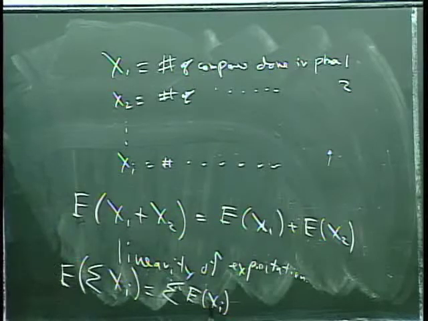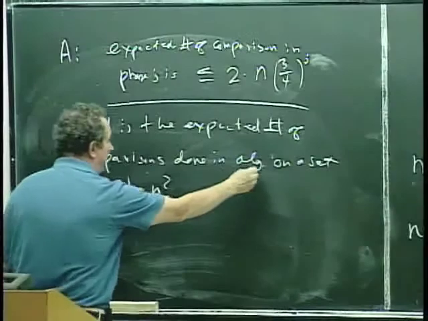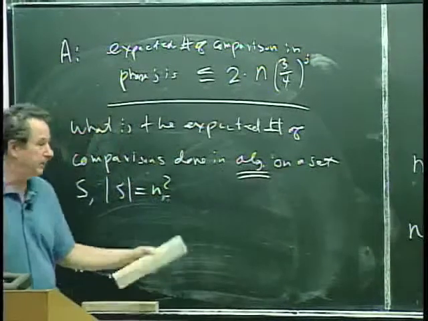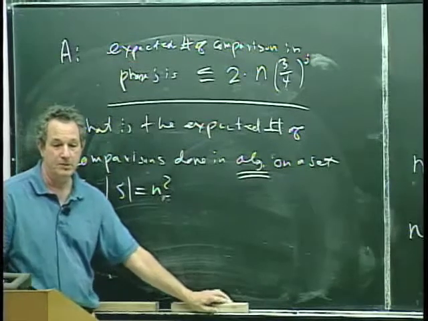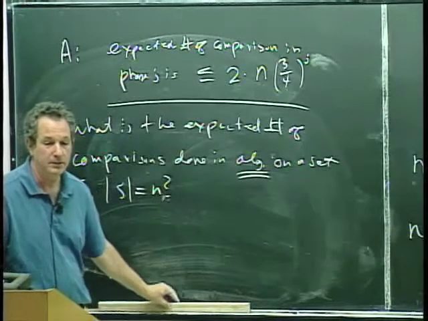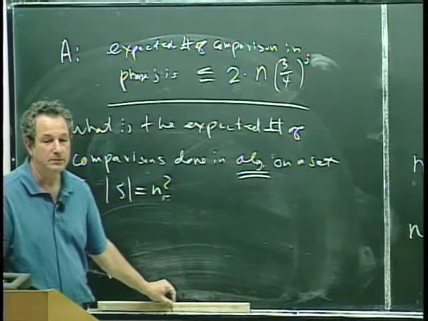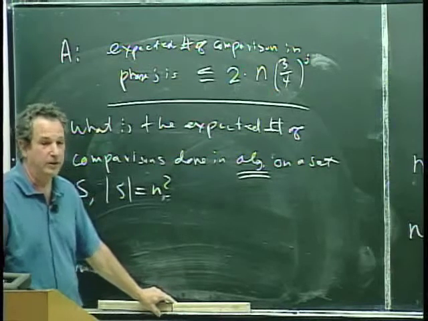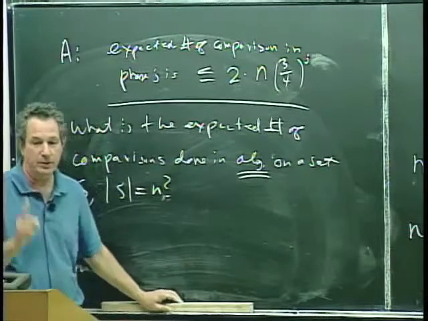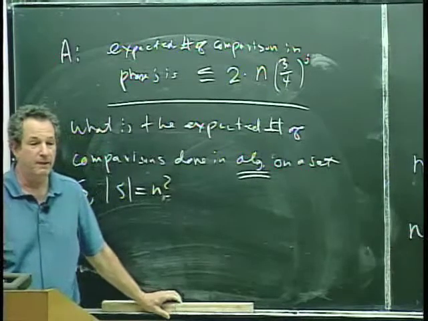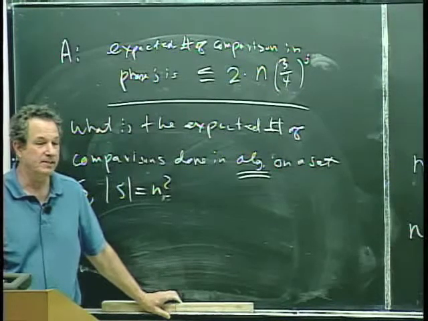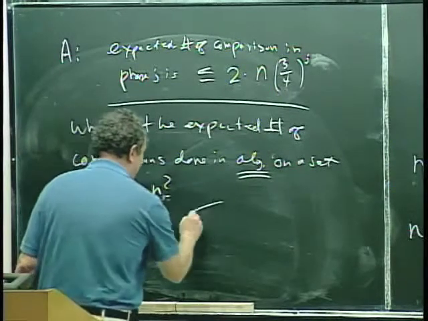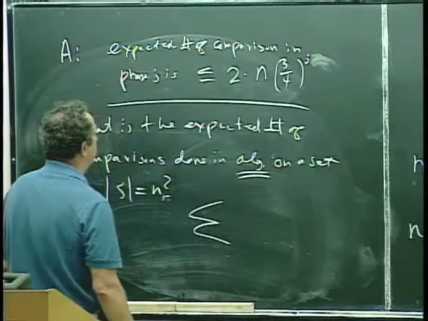So back to here. What is the expected number of comparisons done in the whole algorithm on a set S? So how do we set this up? Yeah? Student: Multiply by the geometric series, 3 quarters, sum from 3 quarters. Okay, you got the right answer, but you're 2 steps ahead. I want to just go 1 step. Yeah, okay. So we're just going to sum over the phases.